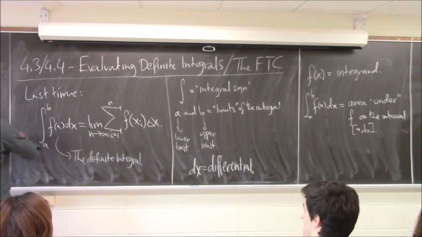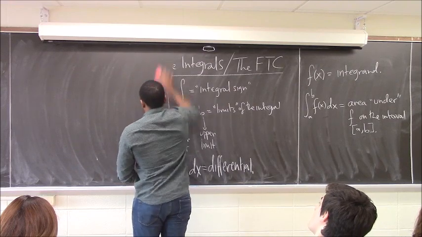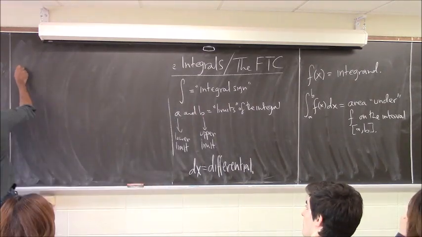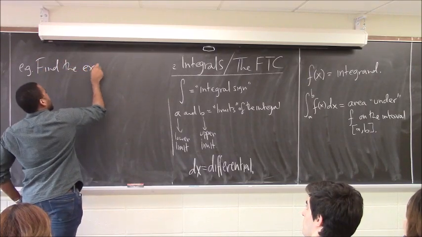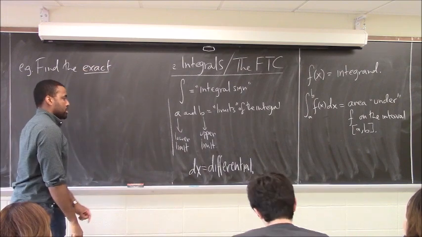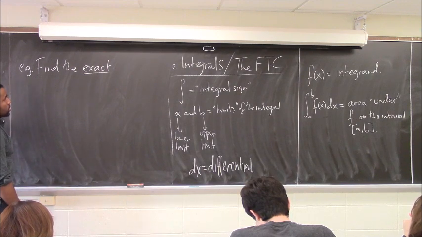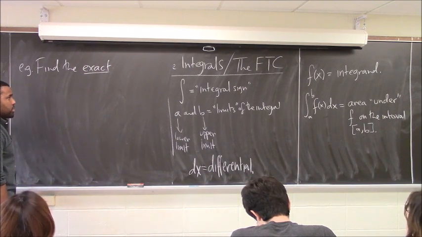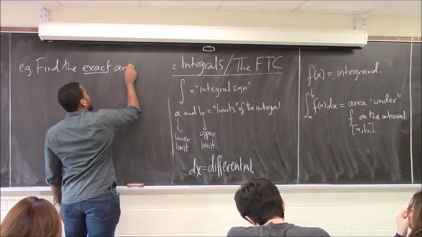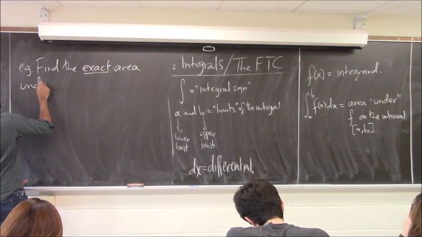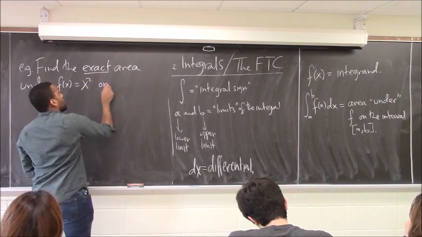So let's actually do an example where we're going to compute a definite integral. So an example is, find the exact area. Now once I say exact, it means I'm not talking about doing a finite left-hand approximation or right-hand or midpoint or some finite Riemann sum. I mean find the exact area. No gaps, no overestimation, no underestimations. Find the exact area under, suppose actually the function x squared on the interval 0, 1.